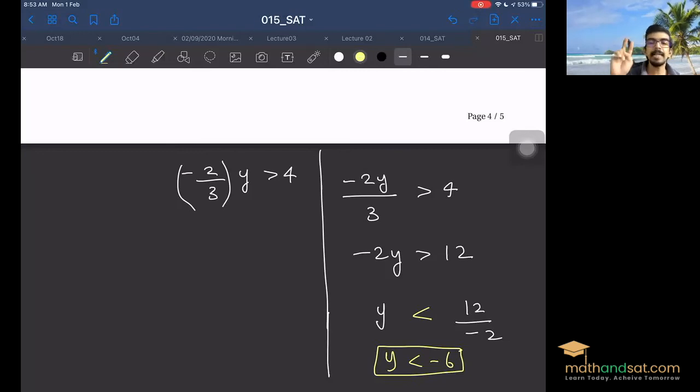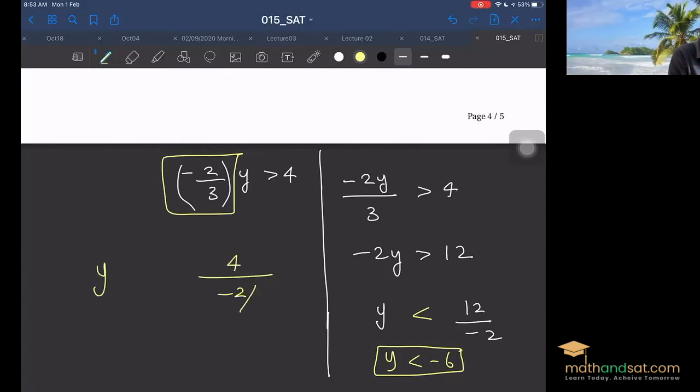So we did this in 2 steps. We could have done this in one step itself. How? You see that y is being multiplied with some number. You just divide by that number on both sides, and you get y directly. So we have y and 4 divided by minus 2 by 3. But you need to be careful. The inequality will reverse the sign. Why? You are dividing with a negative number, so the inequality sign reverses.